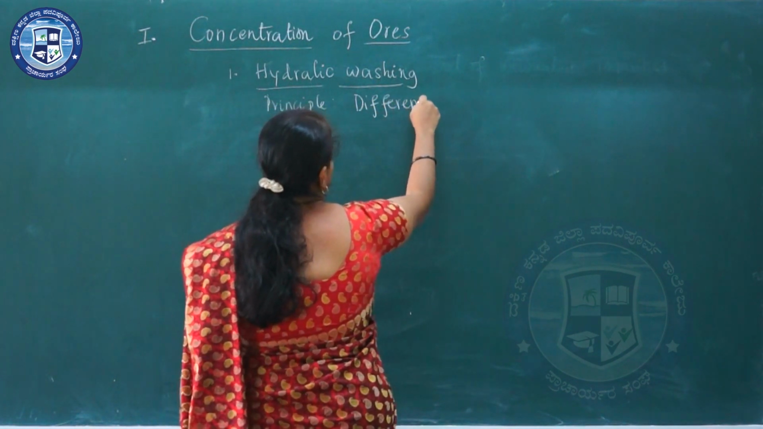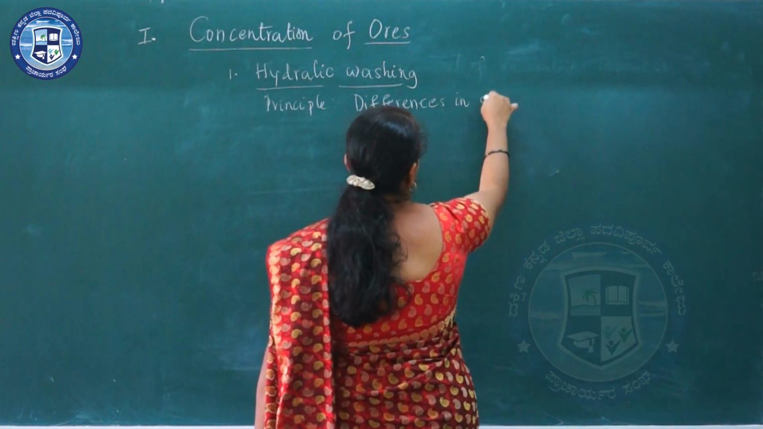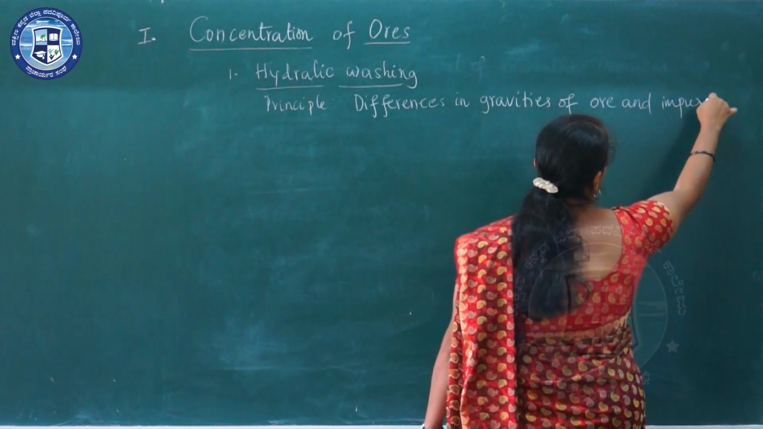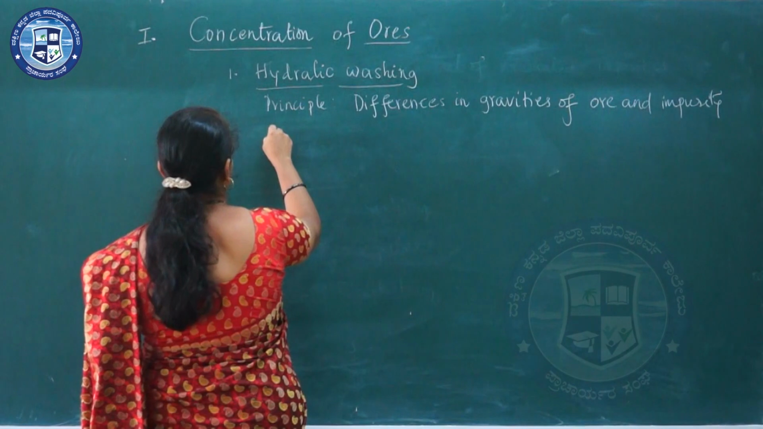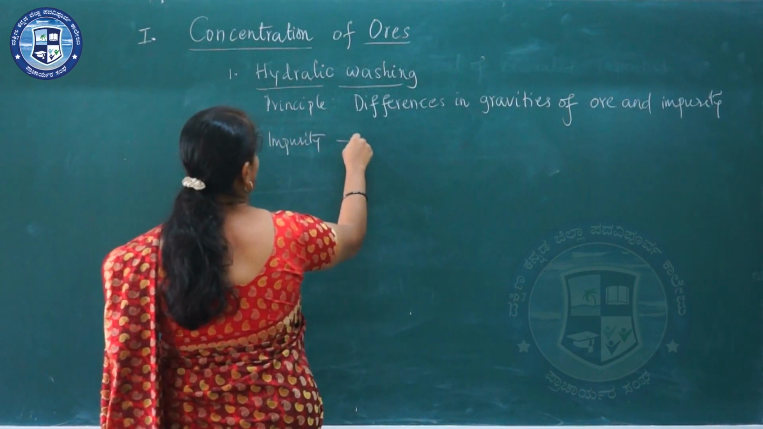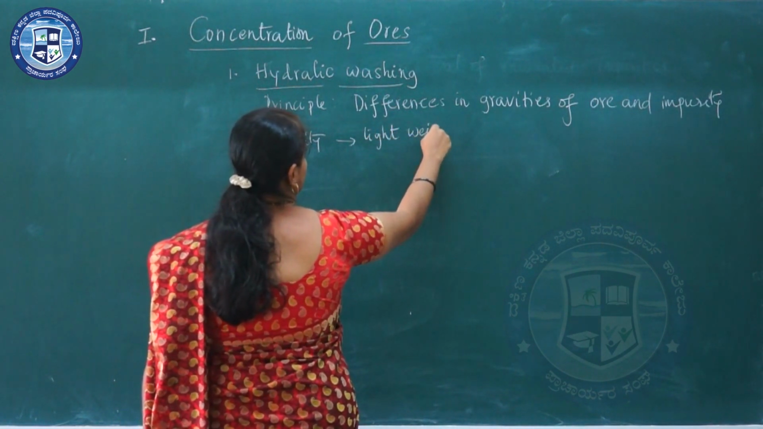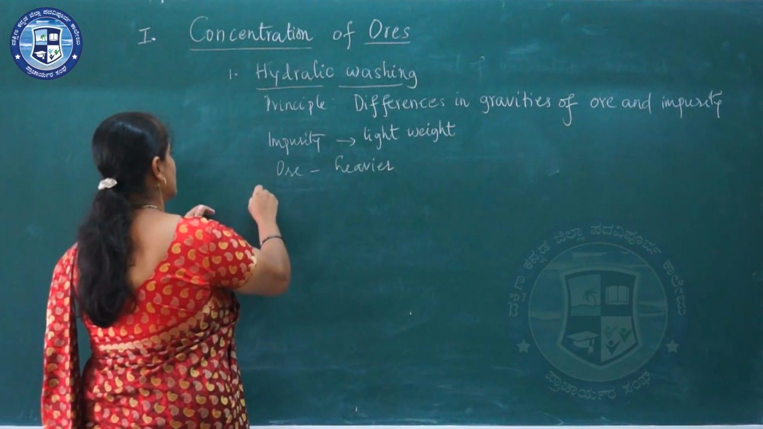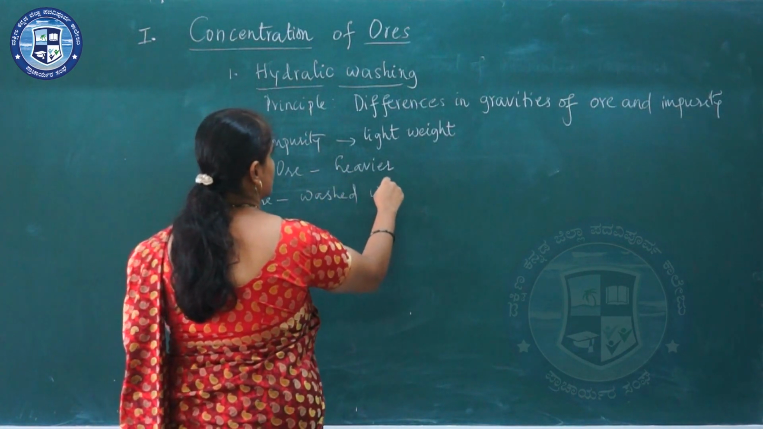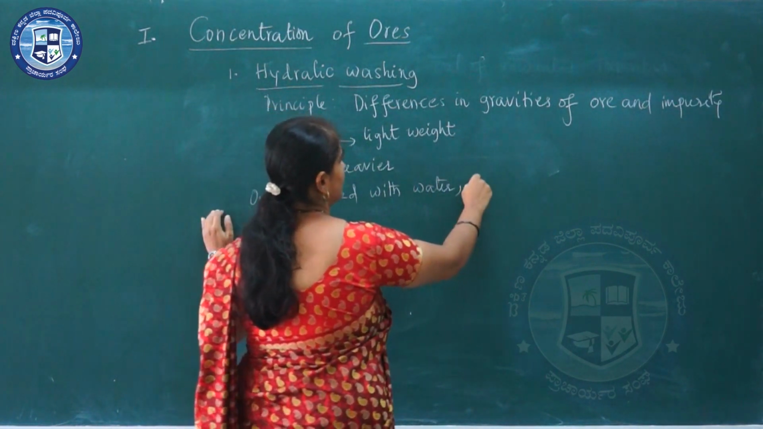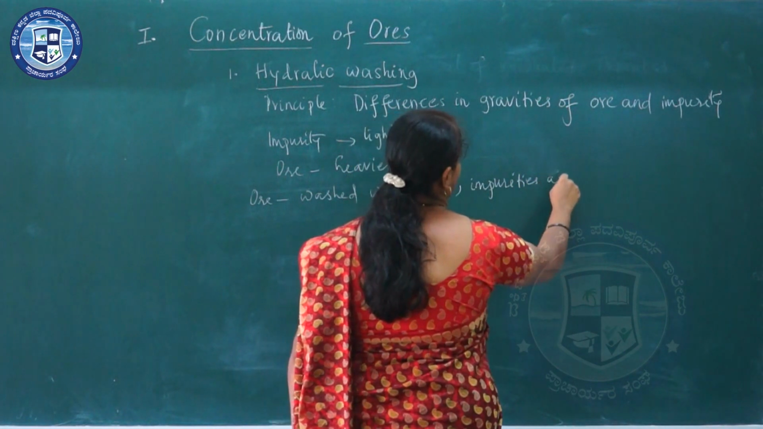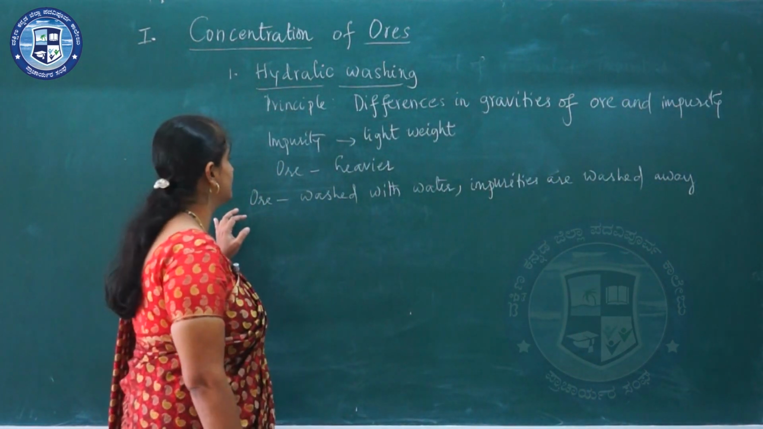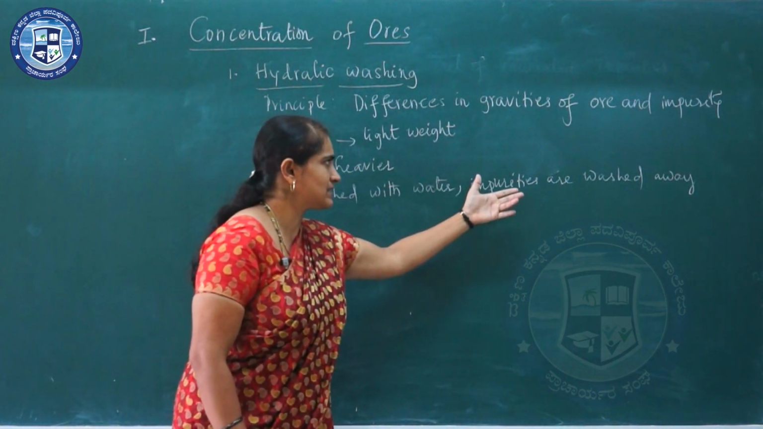Okay, so the principle used here is differences in gravities of ore and impurity. Usually impurity will be lightweight, and your ore particles will be heavier. So whenever the ore is washed with water, what happens? Impurities are washed away with water. So we are left with pure ore, and all those unwanted materials or impurities are removed.